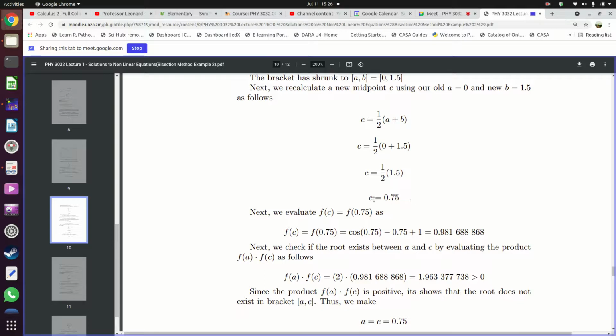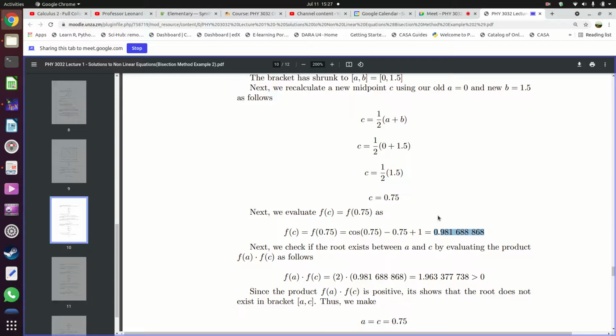Yes. With this C equals 0.75, we are going to evaluate the value of the function. What is the value of the function at our midpoint C? F of C is going to be f of 0.75, which is cos 0.75 minus 0.75 plus 1. And this is going to give us 0.981688869. So this value is positive. This is telling us that our function at the midpoint has a positive value. Are we clear?